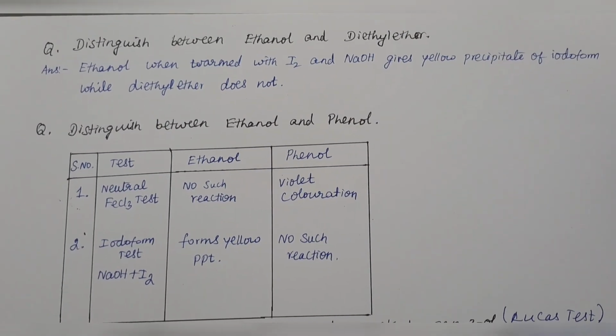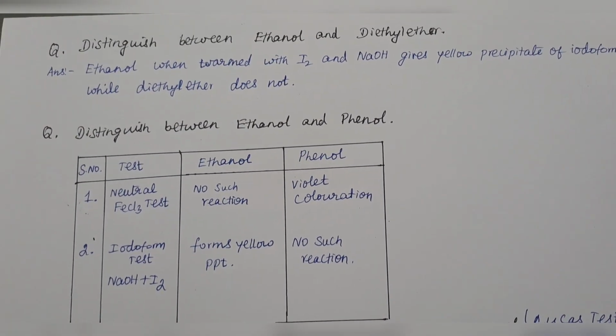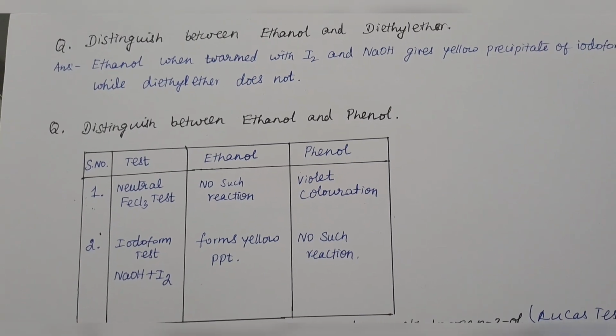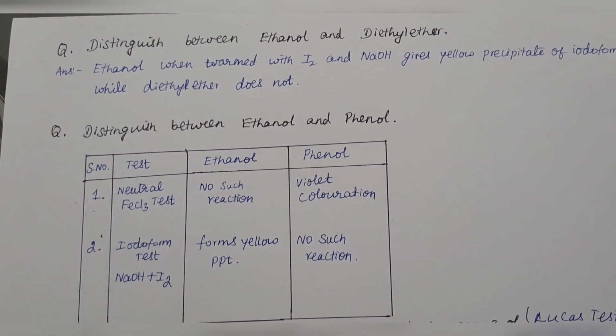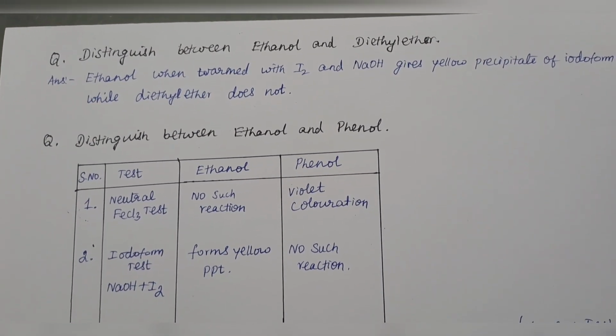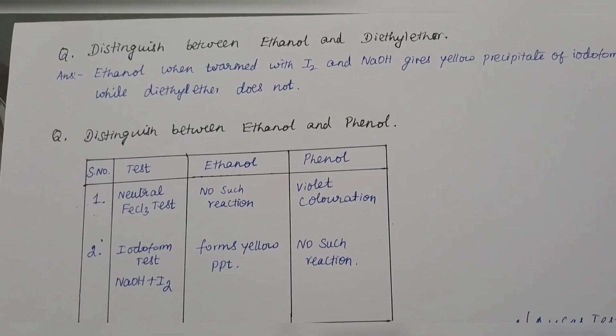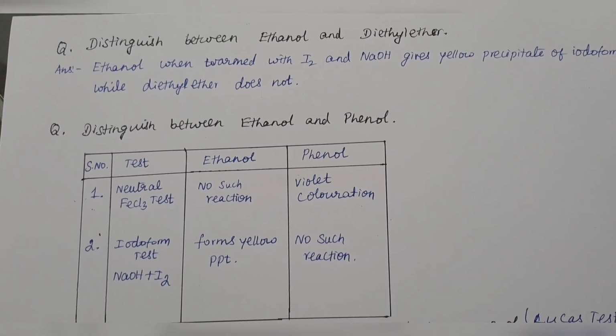So the question here is distinguish between ethanol and diethyl ether. Just now we have seen the iodoform test. This ethanol forms a yellow ppt with the iodoform reagent, that is iodine and NaOH. Here the product formed is the yellow ppt of iodoform, whereas diethyl ether does not form iodoform.